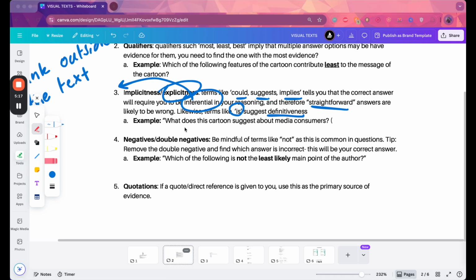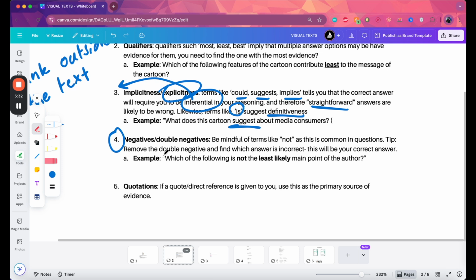For example, something like, what does this cartoon suggest about media consumers? The word suggest means I should try and figure out an inferential answer, that there's some sort of implied meaning in the text. And that's just one of the areas to look at.